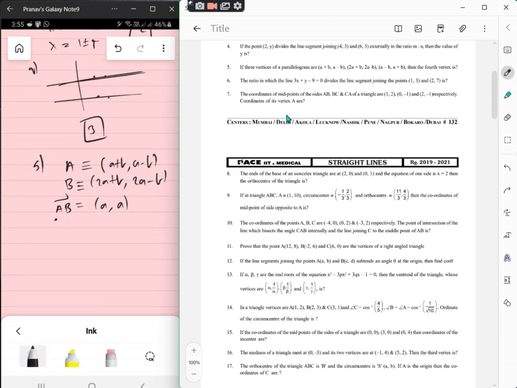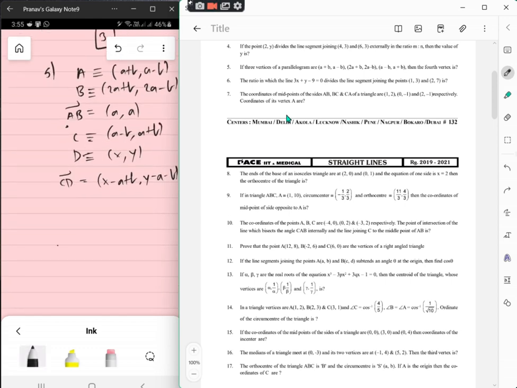And C is a minus b, comma a plus b. D we don't know, let's let that be x comma y. So the CD vector will be x minus a plus b, comma y minus a minus b. Right, now let's try to draw this. A, B, this thing will be C, this thing will be D.